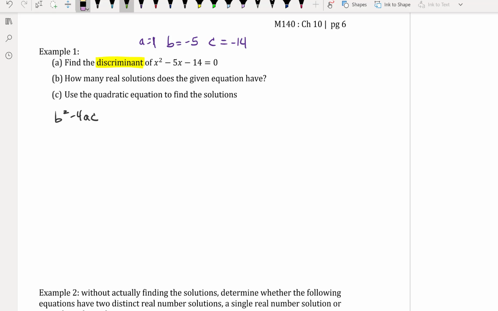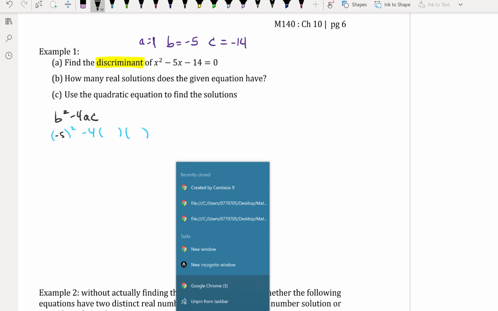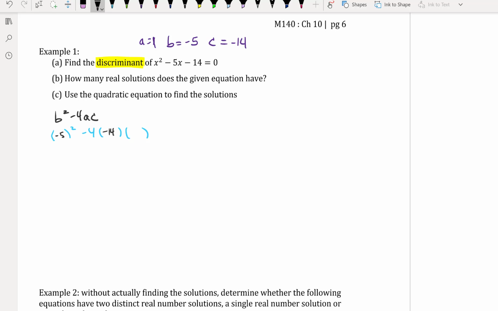Okay, so now I'm going to plug in my values. So I have my b squared minus 4 times my a times my c. So what I'm plugging in for my b is a negative 5, and then for my a value is a negative 14, and my c value is a negative 5. So I'm going to plug this in. Negative 5 squared minus 4 times a negative 14 times a negative 5. And I get that my discriminant has a value of a negative 255.